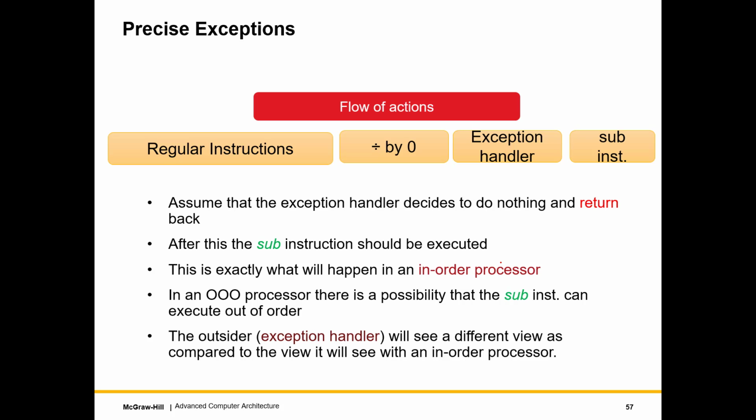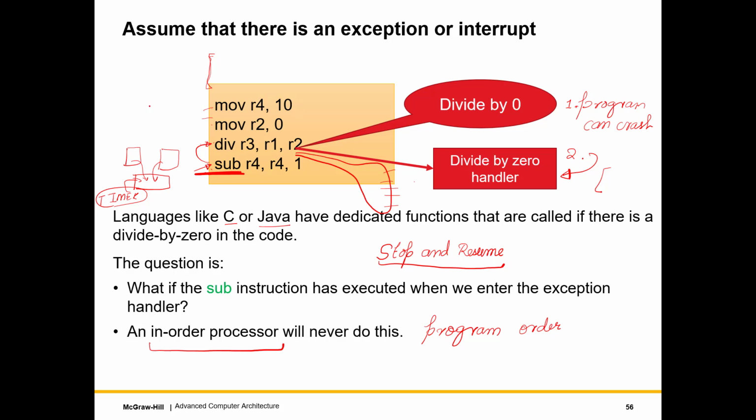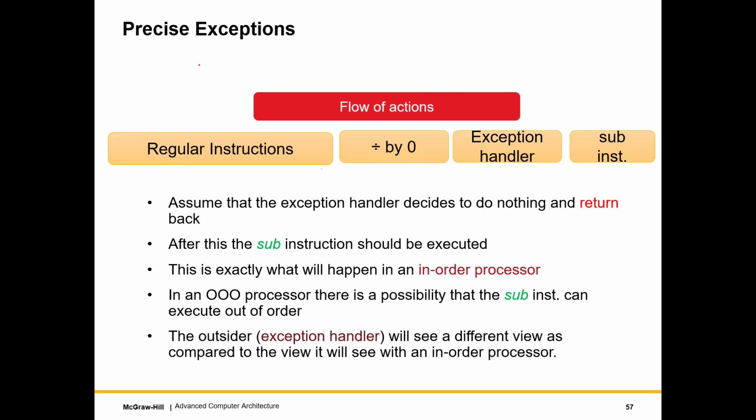So what we define is the notion of a precise exception. The flow of action should be as follows. We have our regular instructions before the divide, which means all of these. Then we see the divide by 0. Then we load the exception handler. And then we execute the subtract instruction.